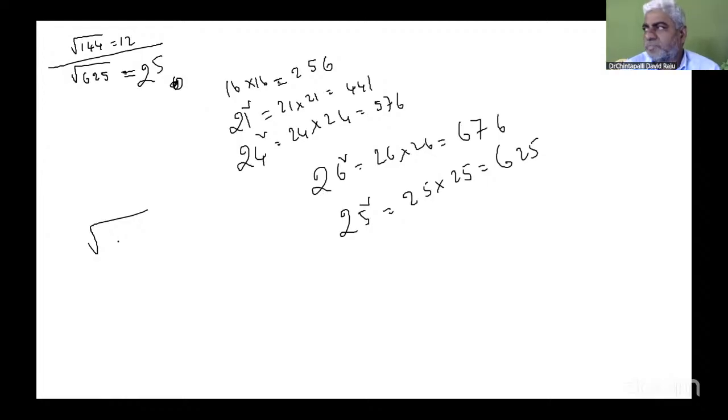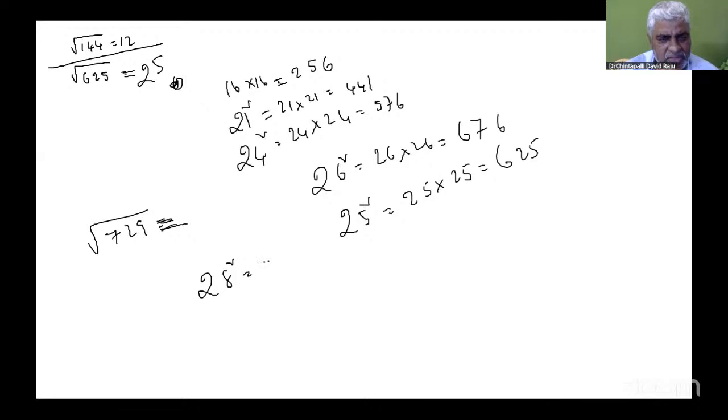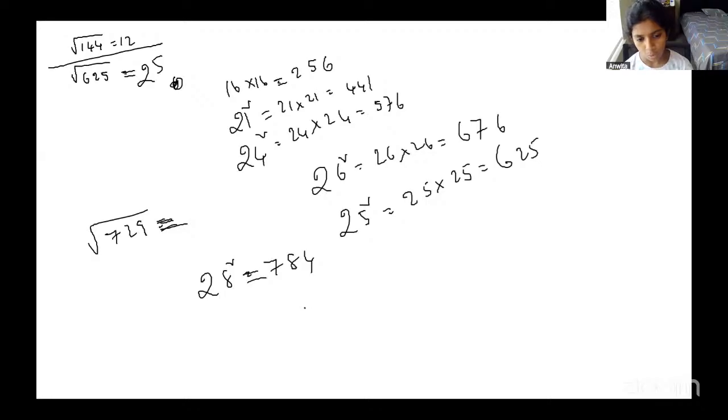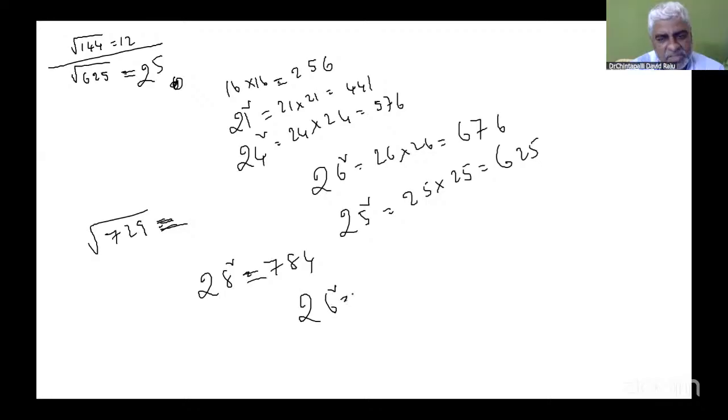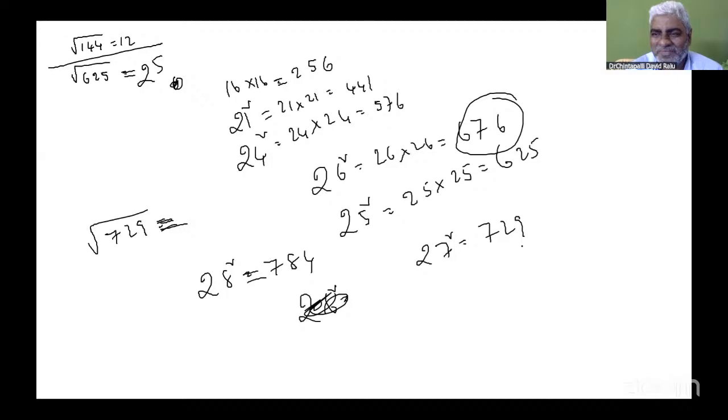That is 729. Let us try to find the value of root of 729. 28, sir. 28 square, 784. That means it's 26, sir. 26 square. Yeah, we have here 26 square. That means it's 27, sir. 27 square, 729. Got it, sir. So answer is 27.